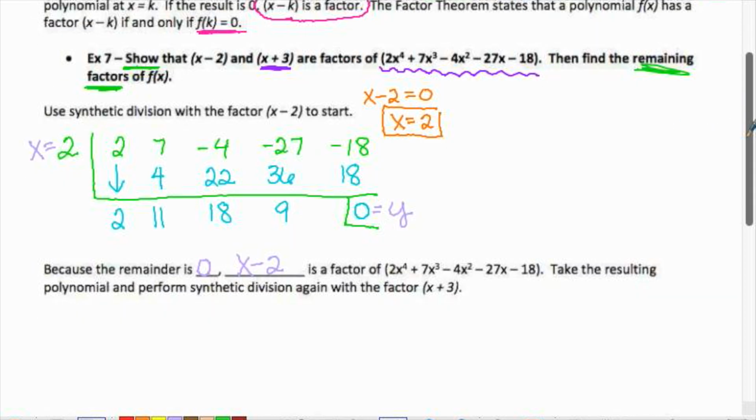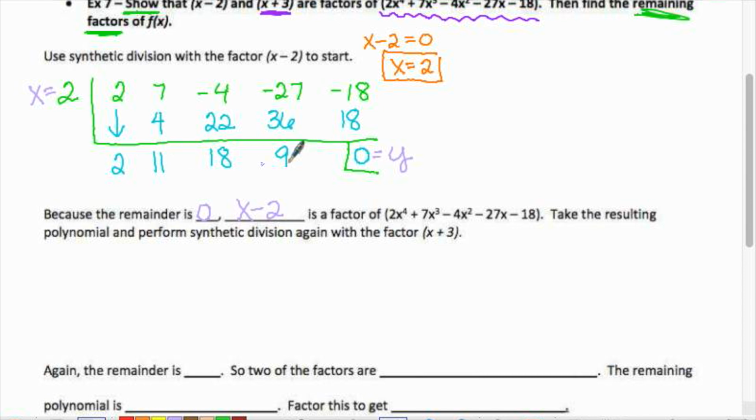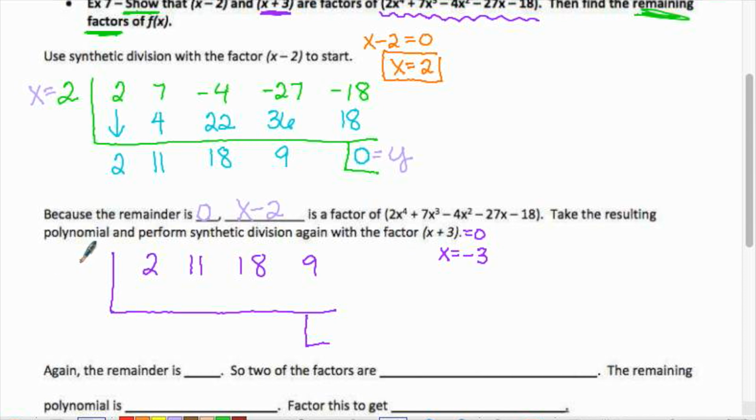So what I want to do at this point is take my quotient. I don't have to worry about the variables yet. So 2, 11, negative 18, and 9. And we're going to divide by the other factor that we know. Okay, x plus 3. So if x plus 3 was to equal 0, that means x equals negative 3. So that's what I want to divide by over here as negative 3.